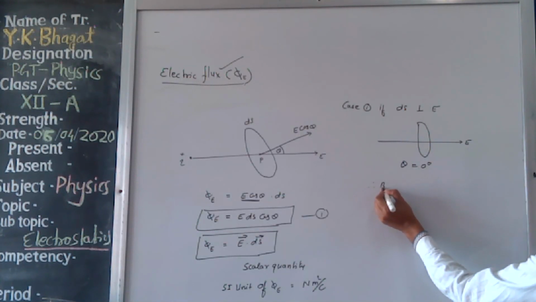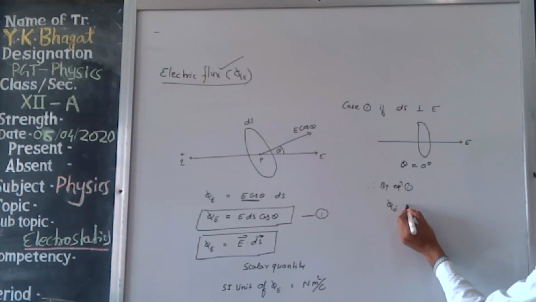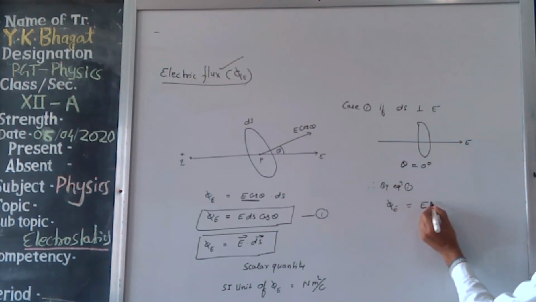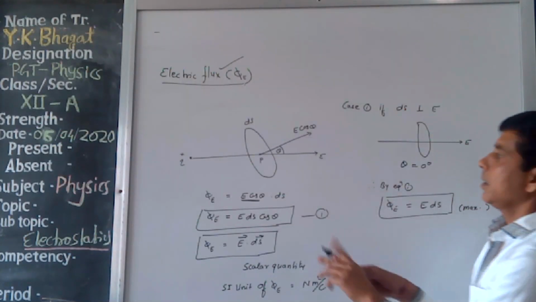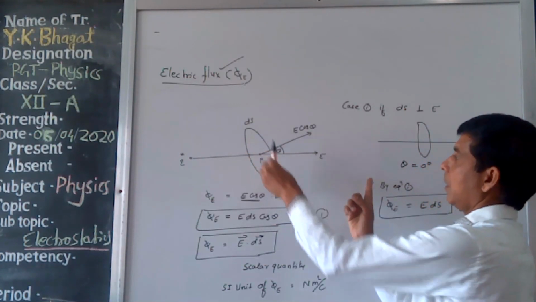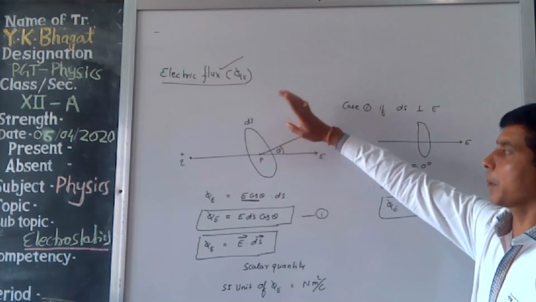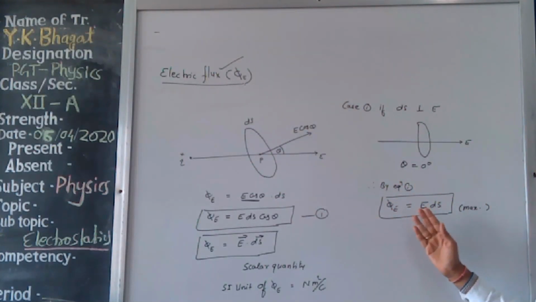In this case, by equation 1, phi E equals only E ds, because cos 0 will be 1, meaning maximum. That means when the area is placed perpendicular to the electric field, theta will be 0 and maximum flux will pass through that area.